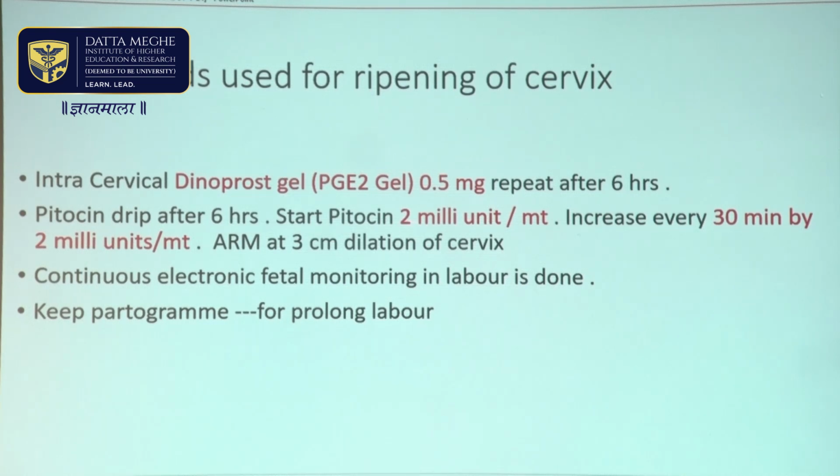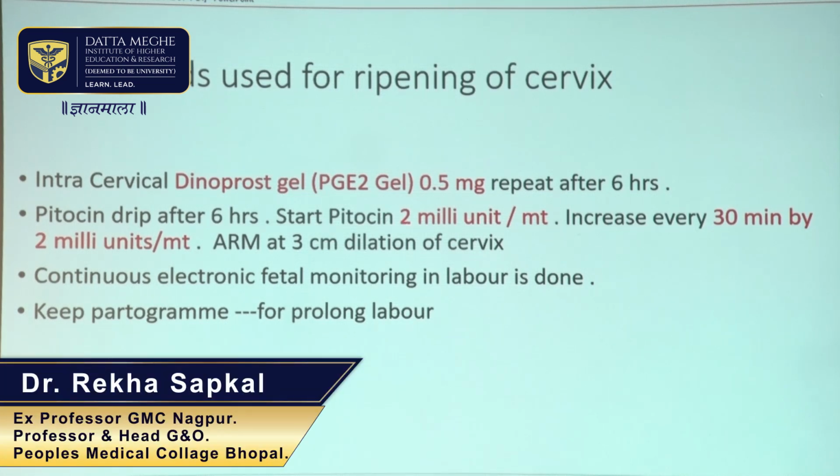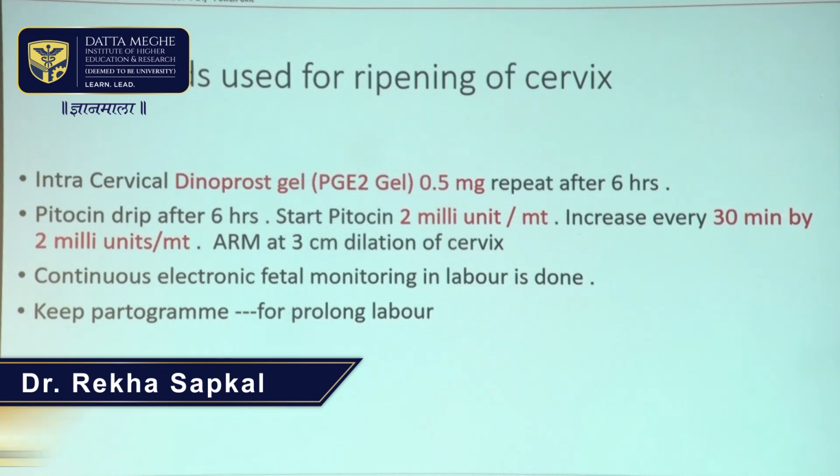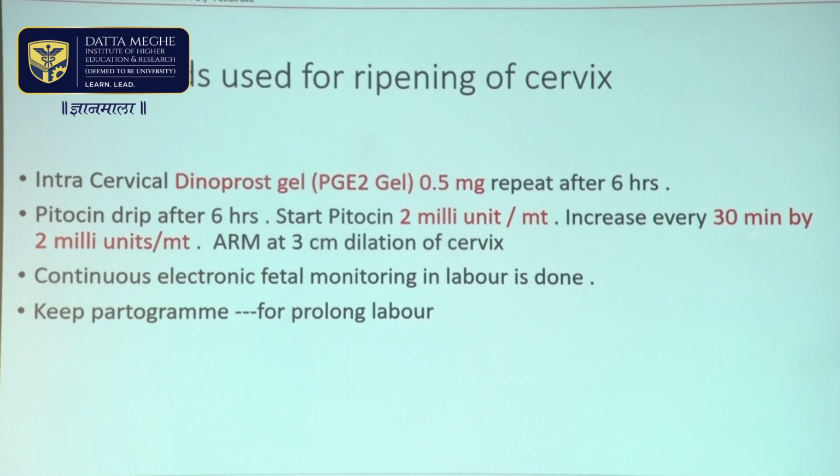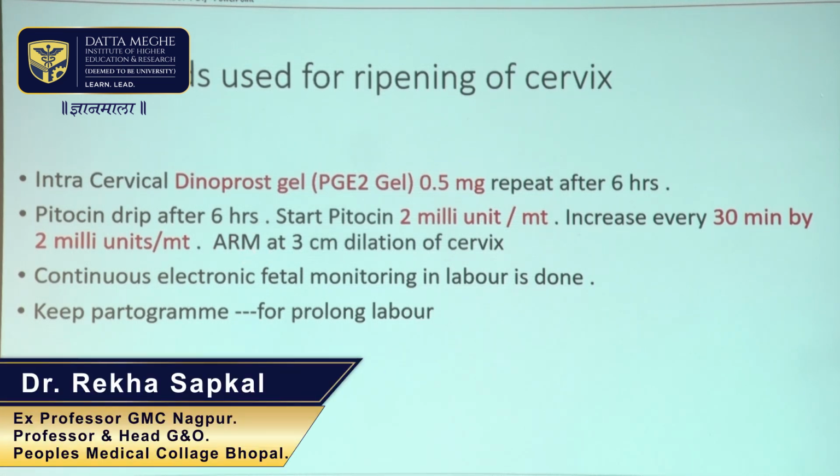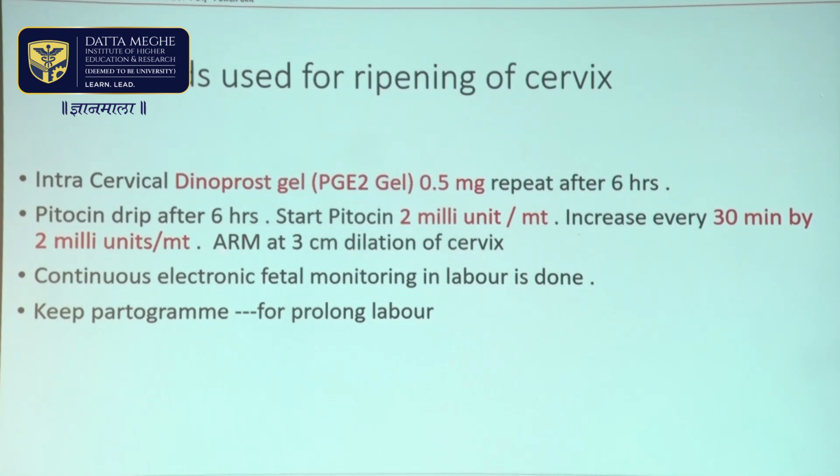Start the dose of oxytocin 2 milliunit per minute. The dose is very less. You prepare the dose of 2 milliunit per minute. Increase every 30 minutes. The dose has to be increased every 30 minutes by same dose 2 milliunits per minute, and when the cervix gets dilated up to 3 centimeter, that time artificial rupture of membranes is done, so that there is descent of the head, it compresses the cervical rim and it favors normal uterine contraction with the Ferguson's reflex, and that is how the patient goes into the labor.